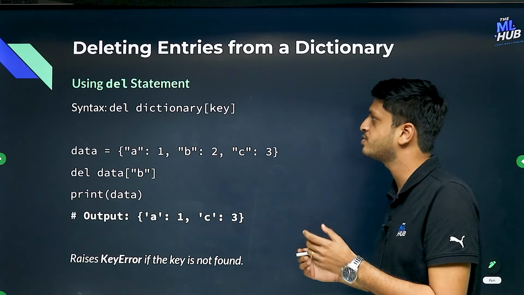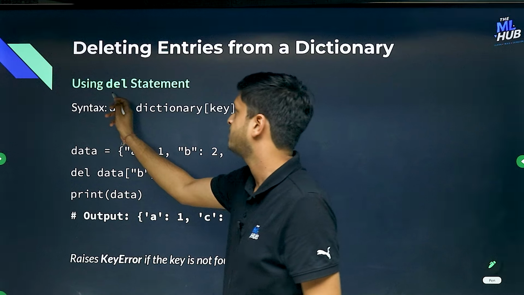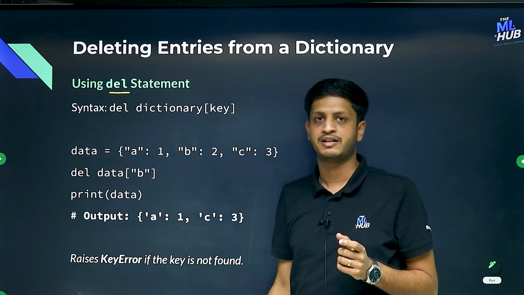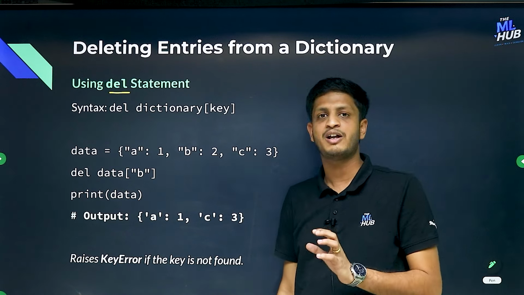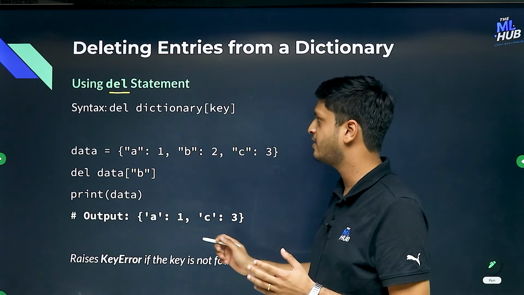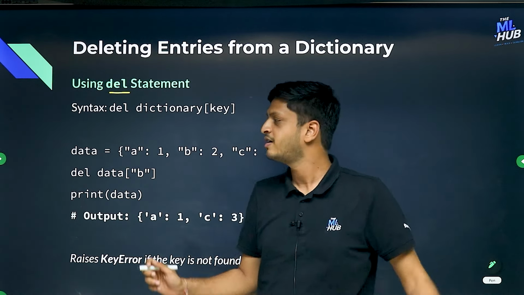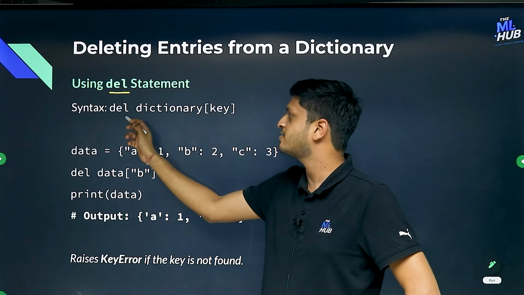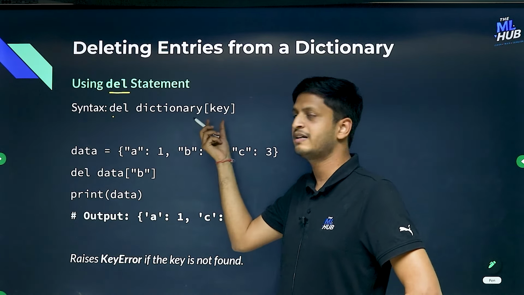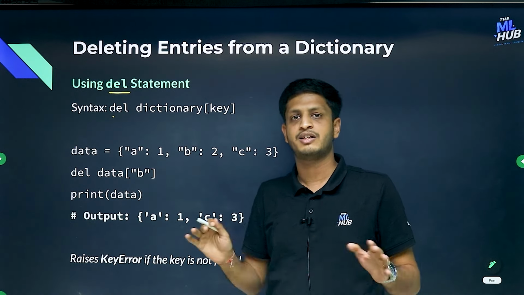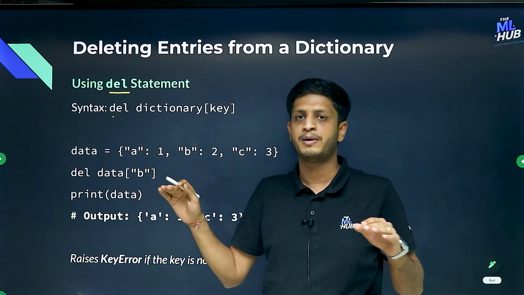You can do that using the del statement. del is a keyword in Python, one we have seen in the list of 35 keywords. Using the del statement, I can delete any key value pair from a dictionary. The syntax is very simple: del, dictionary and key. If you just give the dictionary name and the key, it will delete everything, the key and the corresponding value.